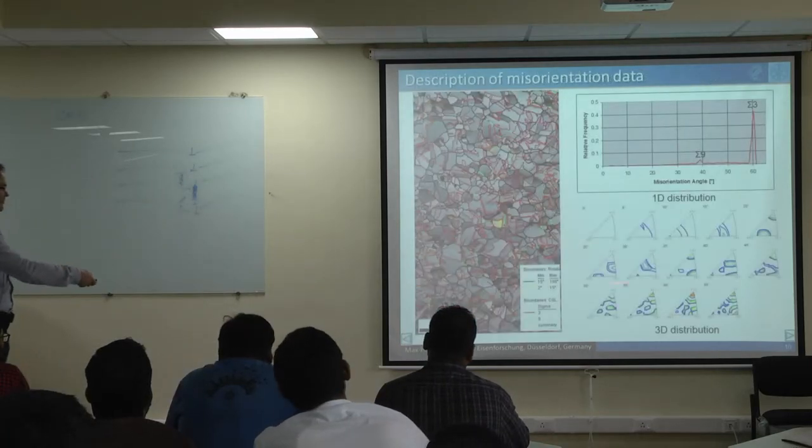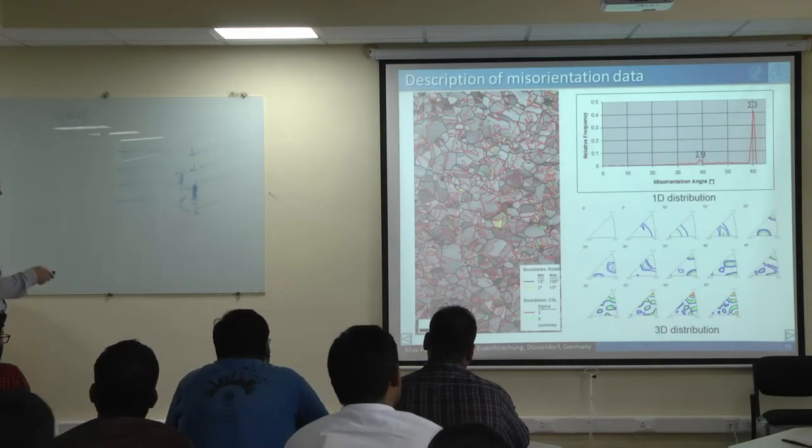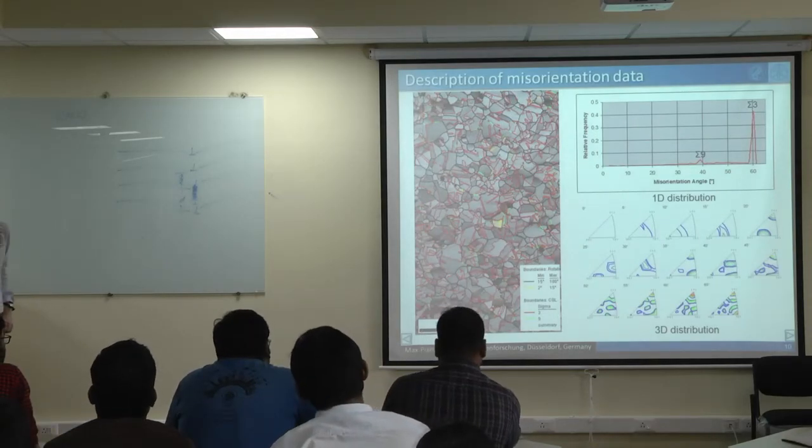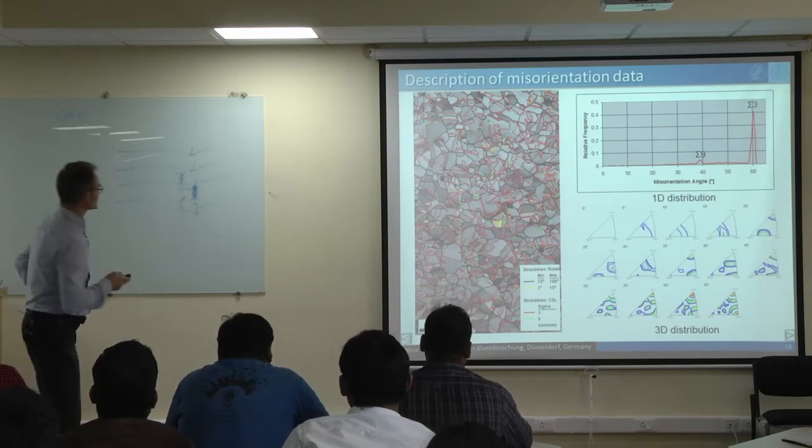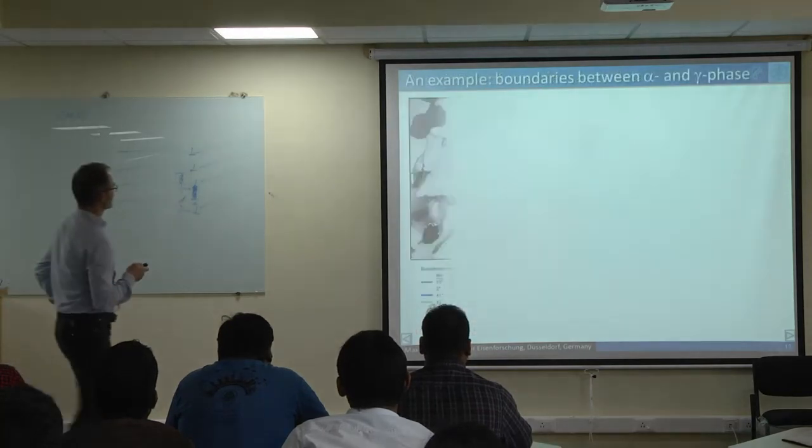So this plot of 3D distribution will now be used to understand misorientations between alpha and gamma phase in a steel. And actually this steel is the following.